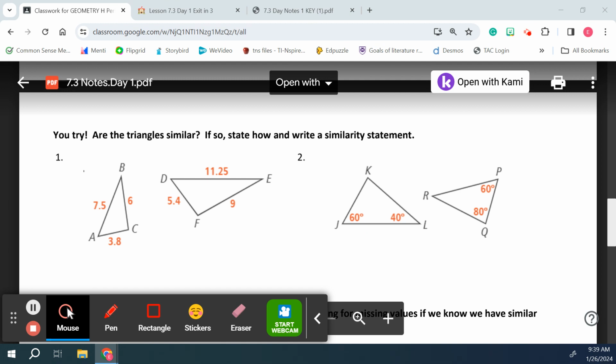So get your similarity statements. Remember, that's triangle XYZ is similar to ABC, not congruent, sorry, similar. Don't forget those. I'm giving you that warning because Mrs. Smith even does it.